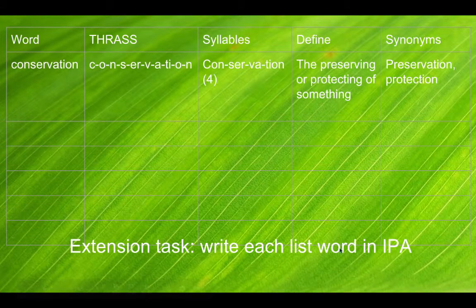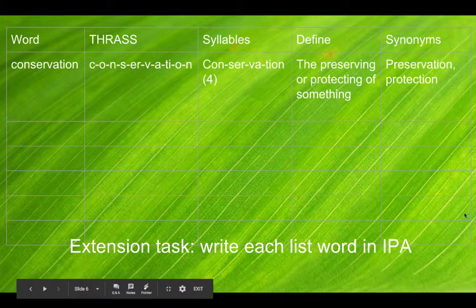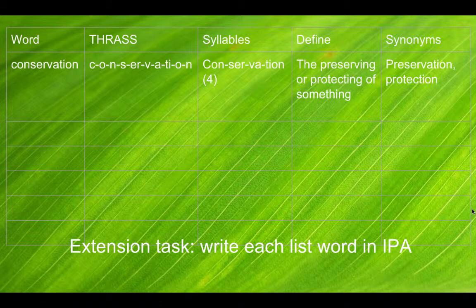Now, what you are going to do, very quick lesson this week, you are going to follow up with creating your thrashing out chart in your book, your table. So into your literacy book, turn it to the side if it's easier. You're going to draw up your table, and we know the table has 5 columns, 1 for word, 1 for thrashing, 1 for syllables, 1 for your definition, and 1 for synonyms. I've done the first one for you, conservation.